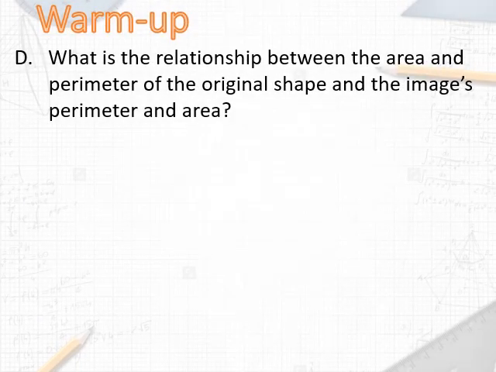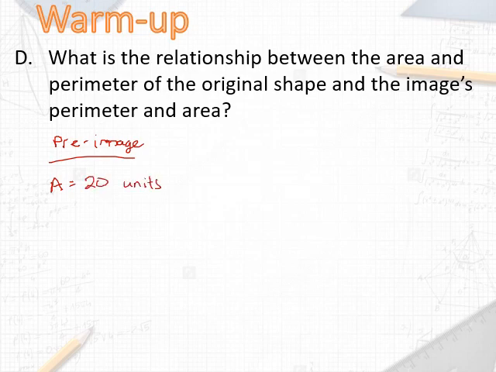All right, so for part D, what is the relationship between the area and the perimeter of the original shape? And the image is perimeter and area. So let's think about the original shape, the pre-image. Image. Apologies for the writing again. So our pre-image had an area of 20 units squared. And the perimeter was 4 times root 20, or when we rounded it, it was 17.89. And that was just standard units.